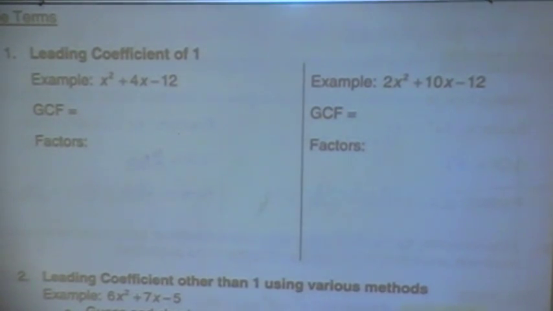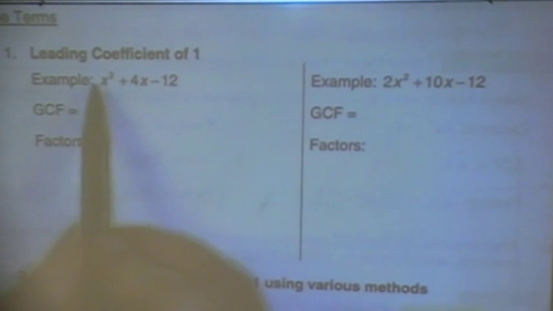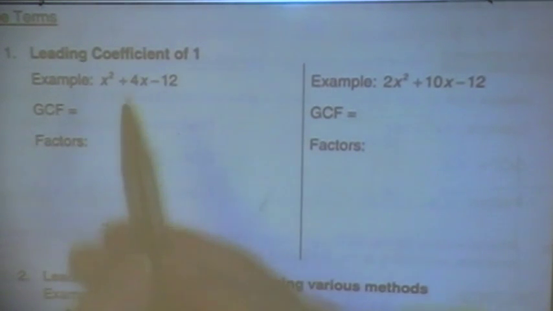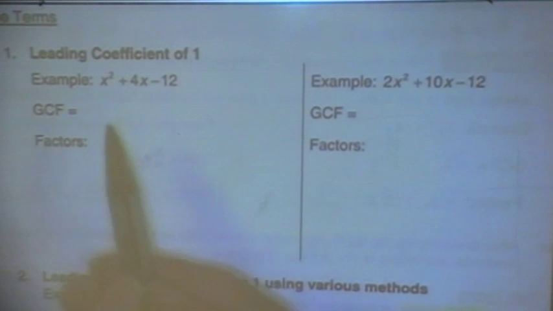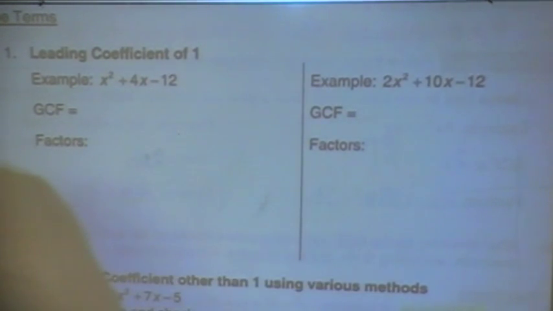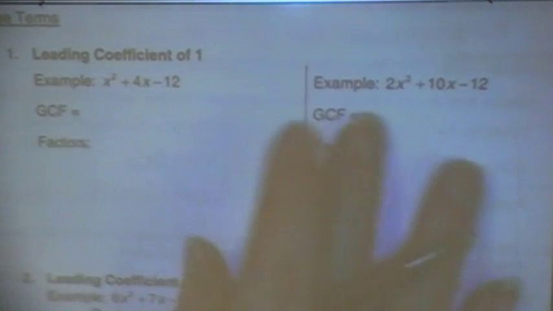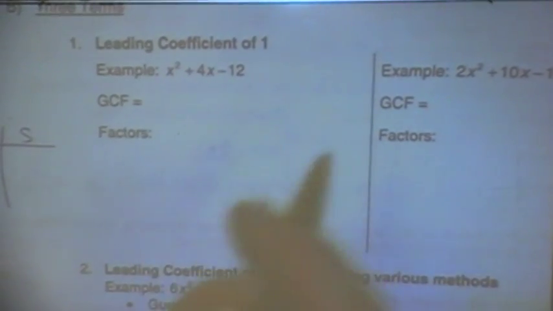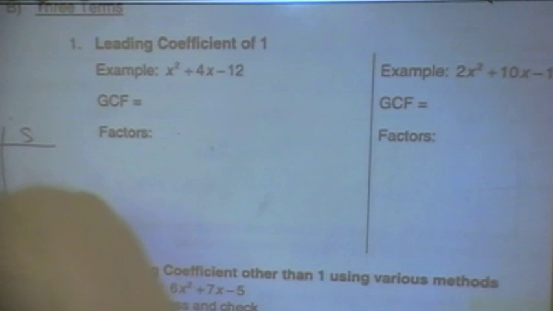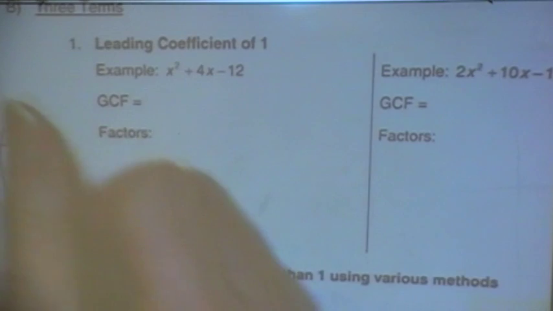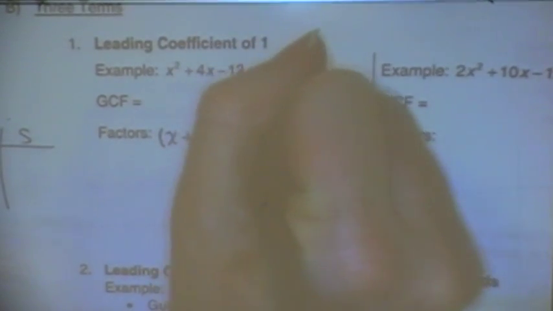Always ask yourself if there's a GCF in this first one. There is not. So we're going to go ahead and factor this. If you need to use a factor sum chart, then go ahead and do that. Looking for the factors of negative 12 that would combine to give you positive 4. If you don't have to use a factor sum chart, then great. Don't worry about it. But some people might still need it. I'm going to factor this one as x plus 6, x minus 2.